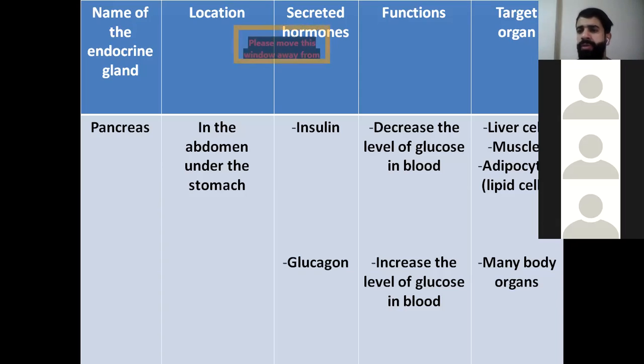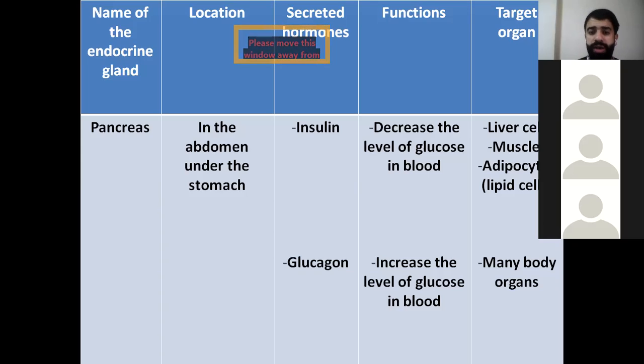And this is one of the problems that diabetic individuals suffer from. They have abnormal secretion of insulin, or they have a problem in the insulin hormones. So this will decrease the level of glucose in the blood. This will work at the level of my liver, muscles, and adipocytes, the lipid cells.